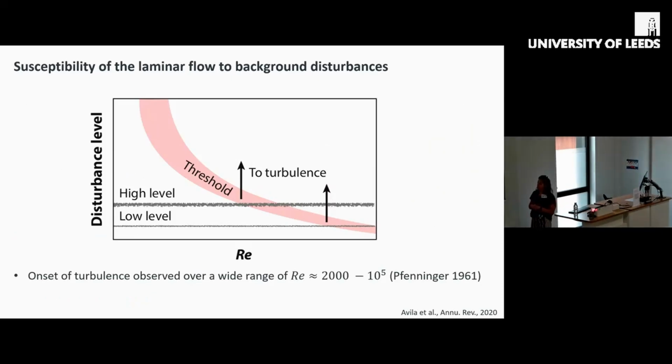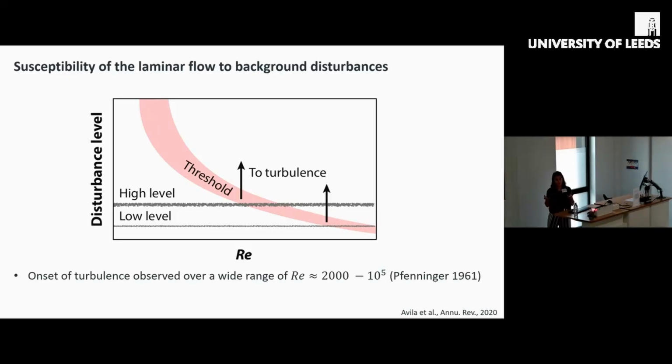And Reynolds himself was already quite puzzled by the fact that, depending on the level of ambient noise or disturbances in the lab setting, the flow rate or Reynolds number at which turbulence can be observed could be varied over a wide range in a very tightly controlled environment, up to a very, very large Reynolds number.